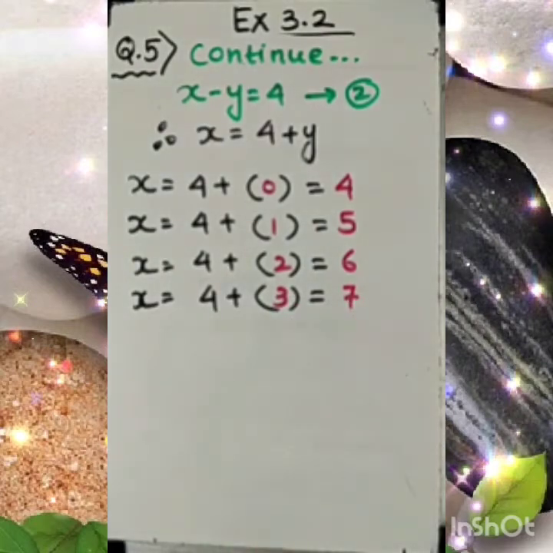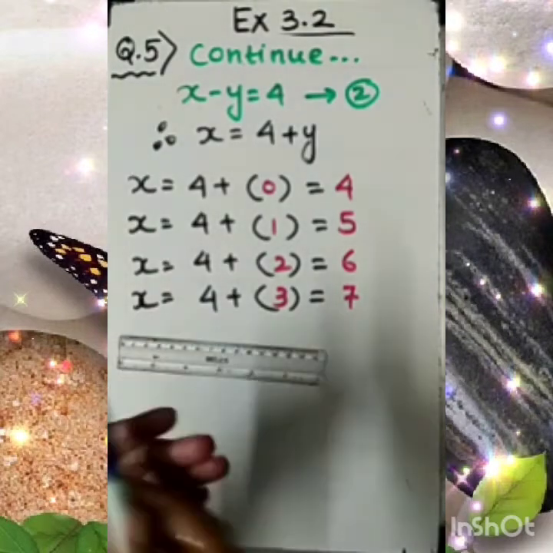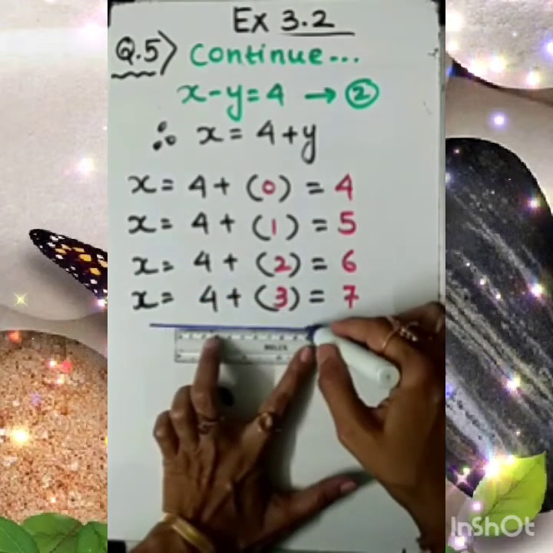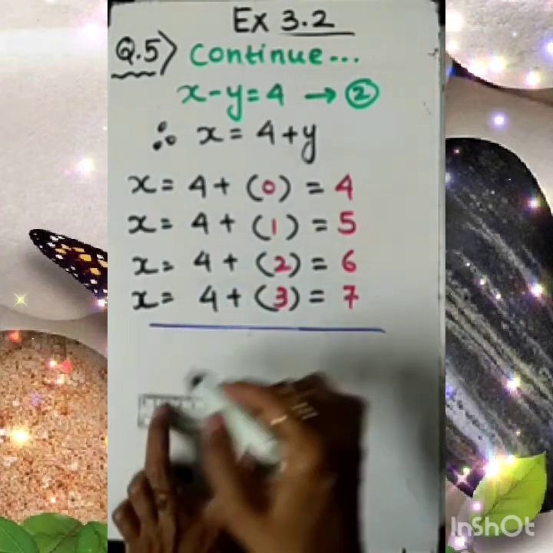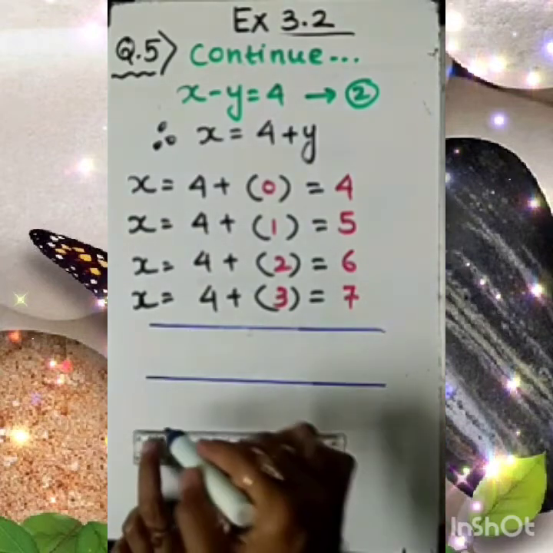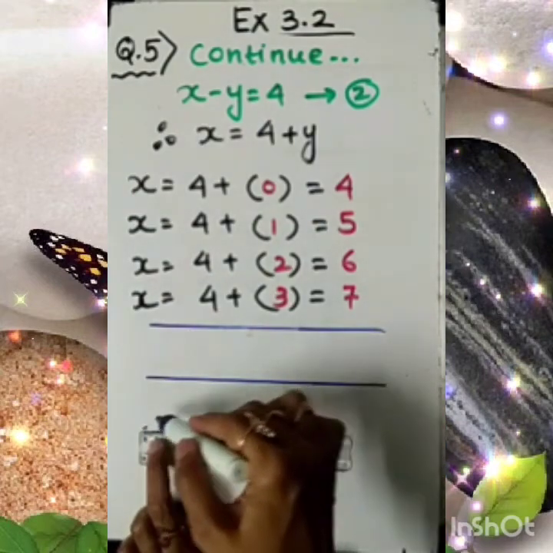Fine. So dear student, now we need to draw the table. As usual, we already have the 4 different values with us. So I am drawing the table here. Just look at your screen and draw the table also in your copy.